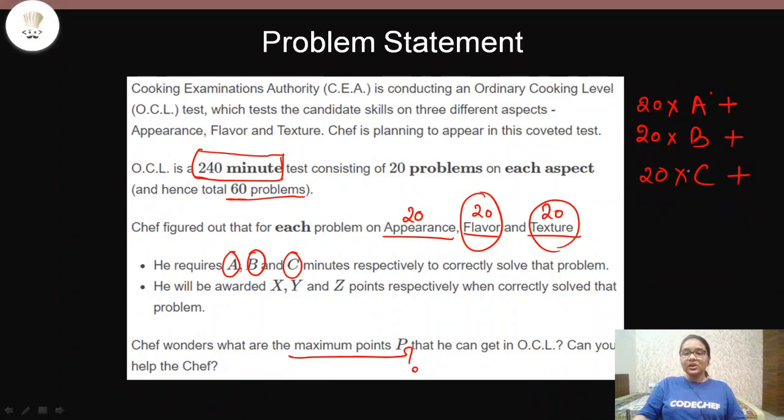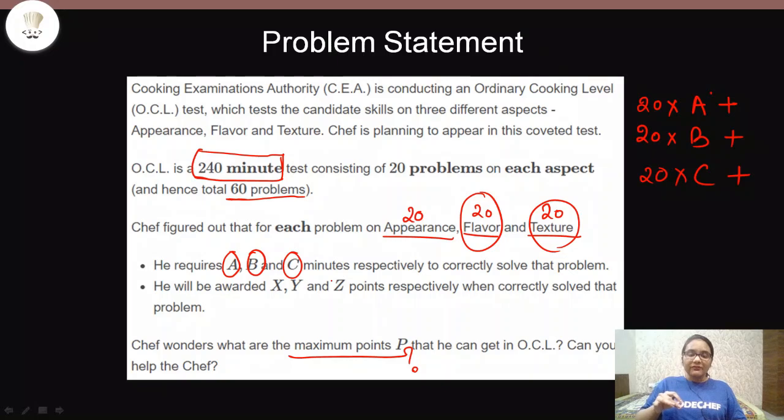Now this will also depend on the fact that we want to score the maximum points, right? So this will also depend on how many maximum points we can score, meaning from which category we should leave out the problems in order to score maximum points.